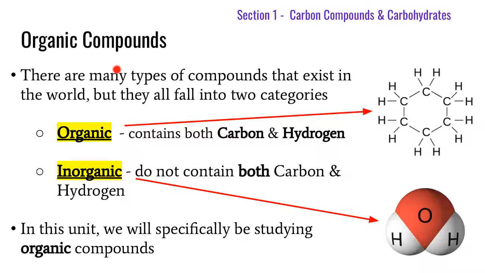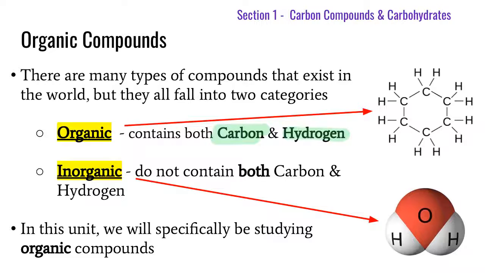There are many types of compounds that exist in the world, but they all fall into two categories, and those two categories are either organic or inorganic. To be organic, you have to have both carbon and hydrogen. Here we have a nice example of an organic compound. We have something with carbon and lots of little hydrogens. As long as there's at least one carbon and at least one hydrogen, we consider it to be organic.